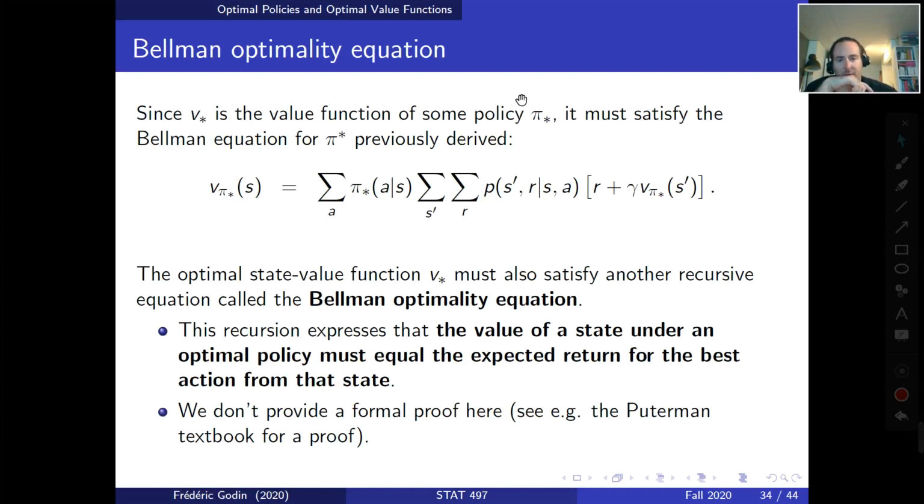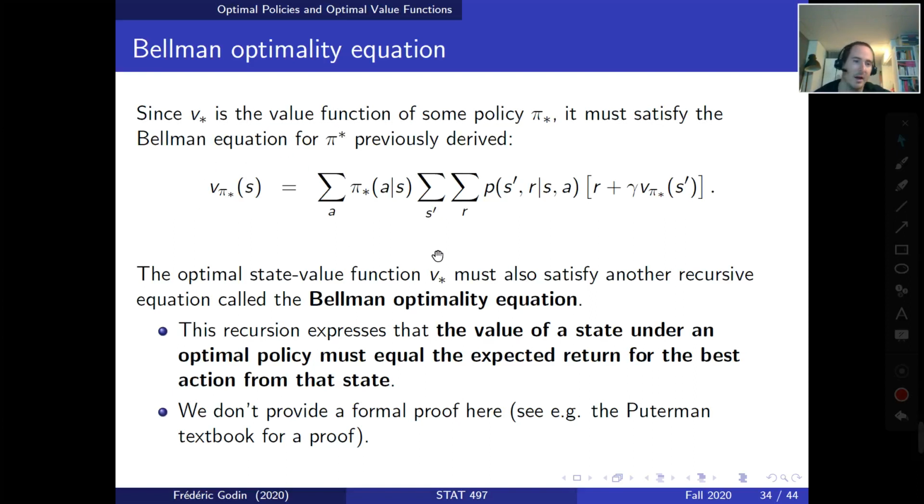V star is the value function of some policy pi star. Because of that, it must satisfy the Bellman equation for policy pi star previously derived. We derived the Bellman equation for a given policy pi, and this equation had to hold for any policy pi. Because it holds for any possible policy, it must therefore hold also for the optimal policy. So for that reason, we can write the Bellman equation.